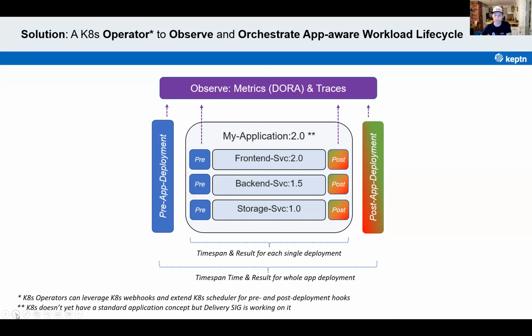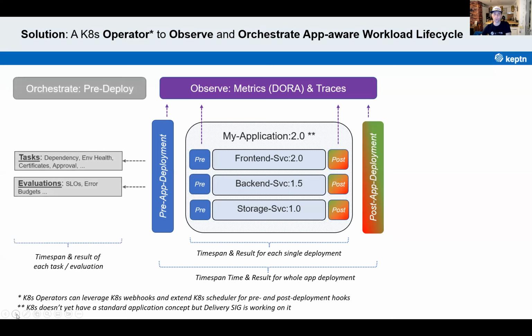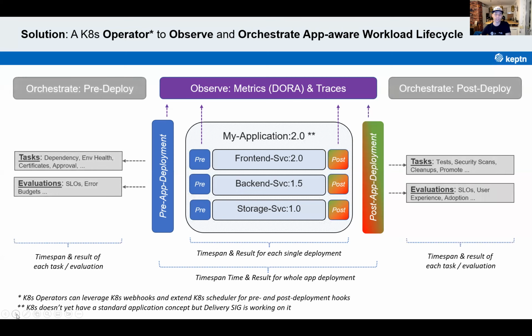Now, you may have wondered, what are these colors? Why is post in red and green and the other one in blue? Well, what we also introduced is not just creating metrics and traces for these events. We are also able to execute tasks and evaluations for pre and post deployment. So think about this. You can now in a declarative way specify that before an app gets deployed, you may want to validate that all the external dependencies are there, like an external database. Or you want to validate that the environment is even healthy. You want to make sure that you have all the approvals, or that you have enough error budget to deploy.